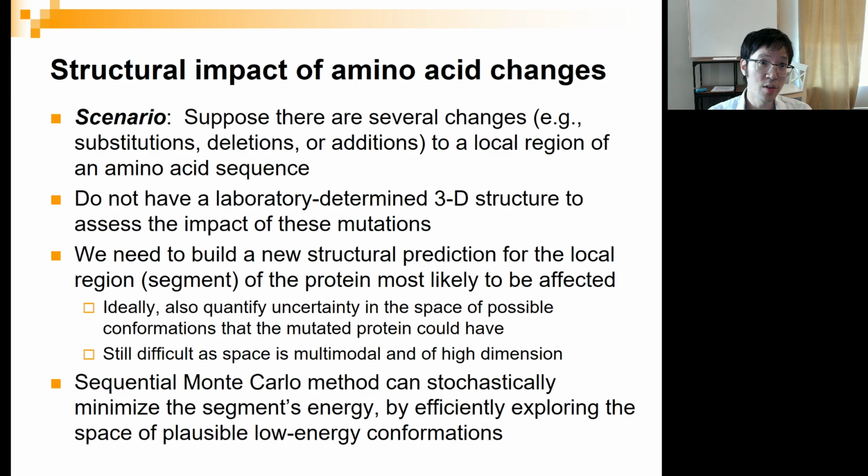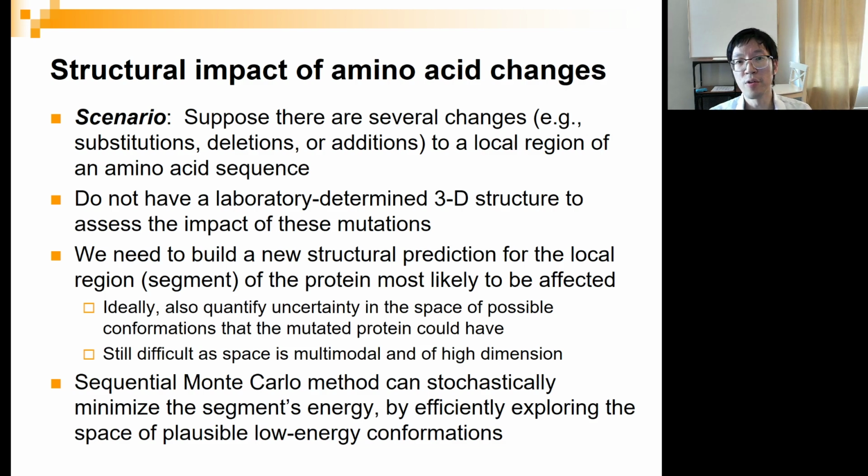Methods from Monte Carlo sampling, and specifically I'll briefly introduce a sequential Monte Carlo method, can be useful for tackling this, because we can adapt such methods to stochastically minimize the segment of an energy and efficiently explore the plausible set of low energy three-dimensional conformations that the mutated region could potentially have.